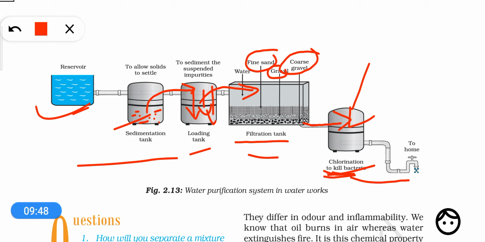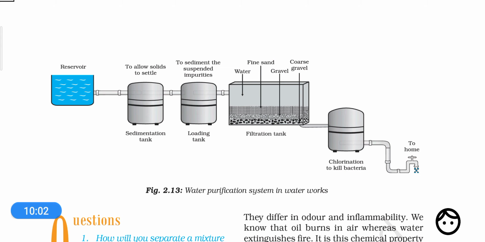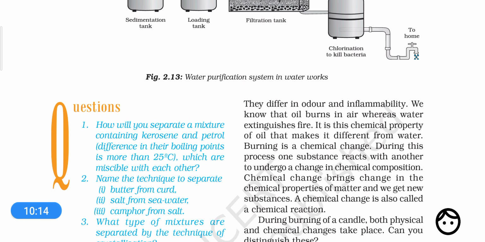This is called a loading tank. And in this loading tank, you have studied a method of loading, in which we mix some alum and speed up the process of sedimentation. So here we add chemicals like alum, which speed up the process of sedimentation. So even the suspended impurities will get settled down here. Now the remaining water will move up to another tank, that is called the filtration tank.